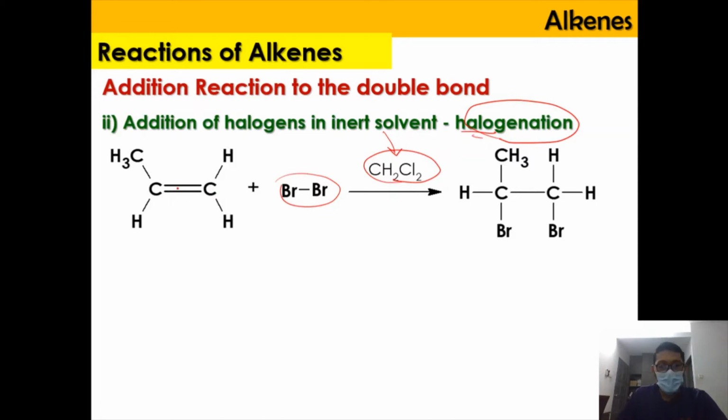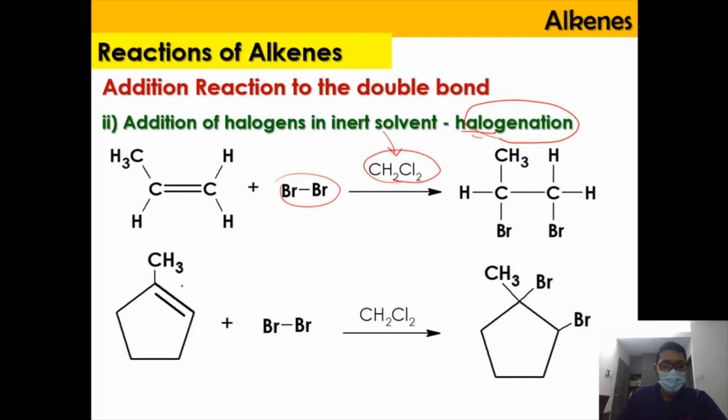As before, the double bond is going to be broken down to form a single bond. Same goes for this situation, where at first there was one hydrogen here, and one of the bromines is going to be inserted on that side and the other bromine is going to be inserted on the other side.